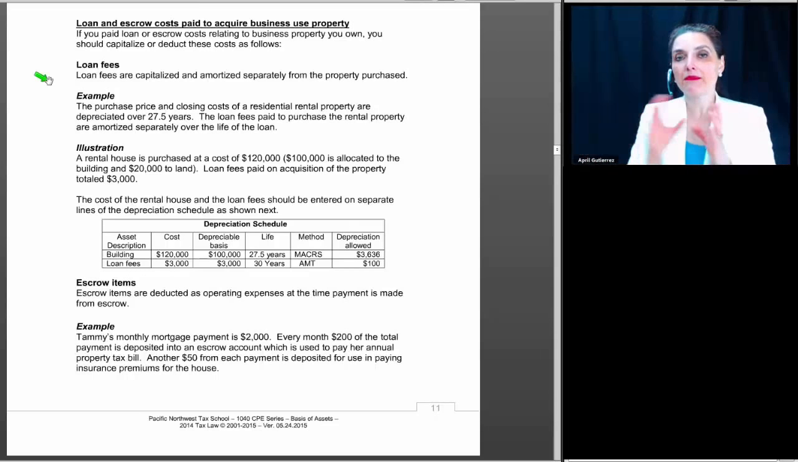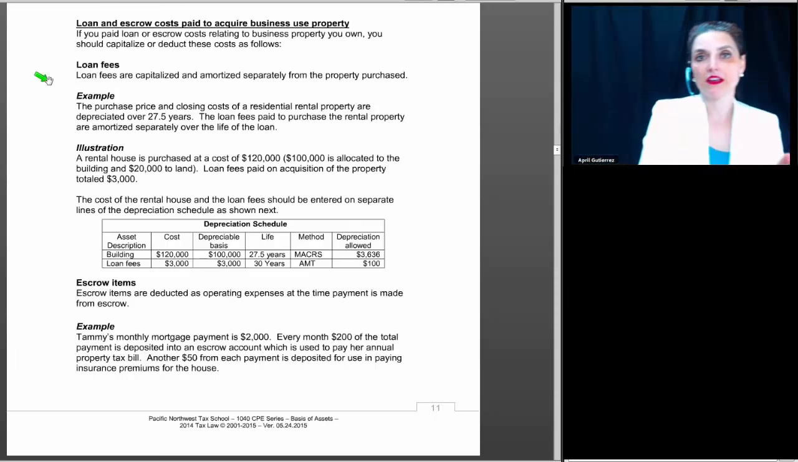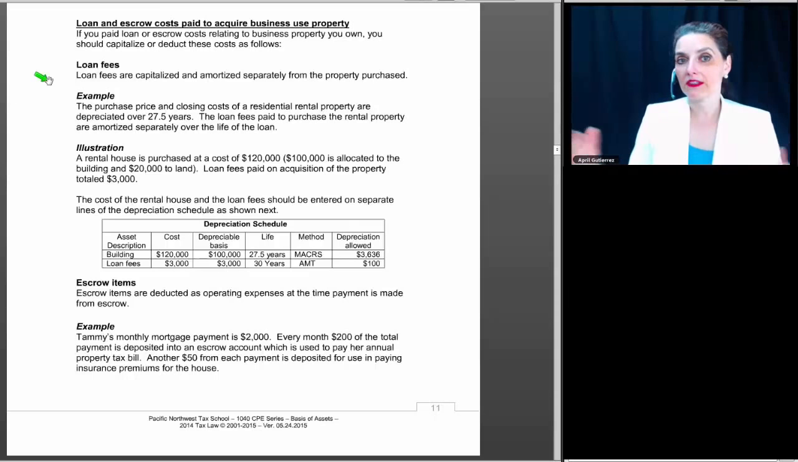And that's a separate line on the depreciation schedule from the loan fees that you paid. Those are going to be taken as a separate number, and they're going to be amortized separately over the life of the loan. So if you have a commercial building that's being depreciated over 39 and a half years, that would be one line on the depreciation schedule. And then if you have a 30-year loan, that would be a separate line on the depreciation schedule, and it would actually be amortized rather than depreciated.